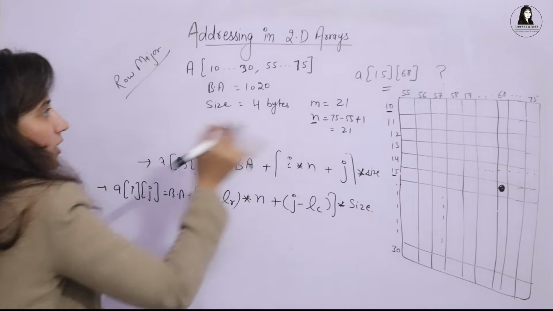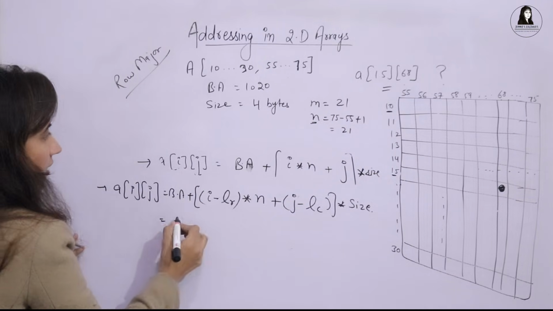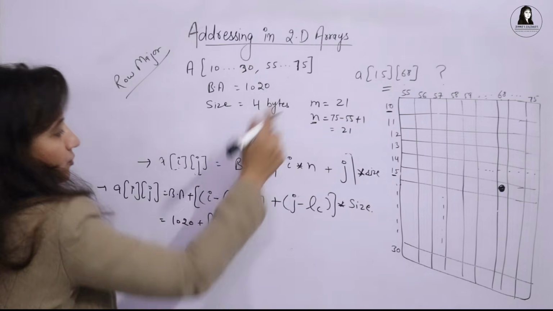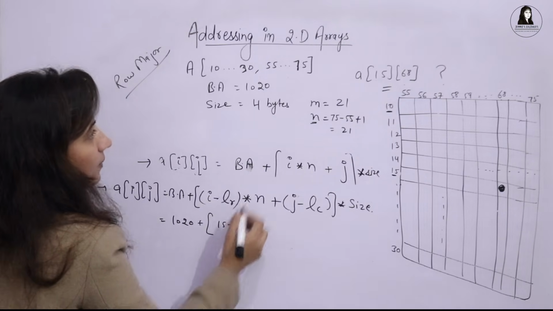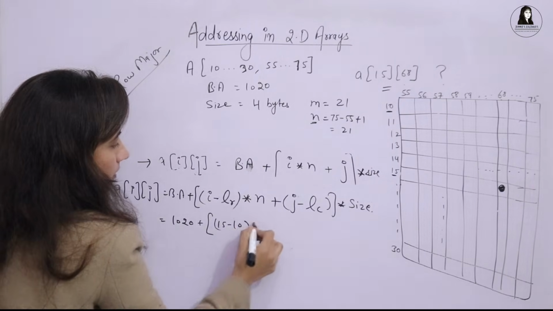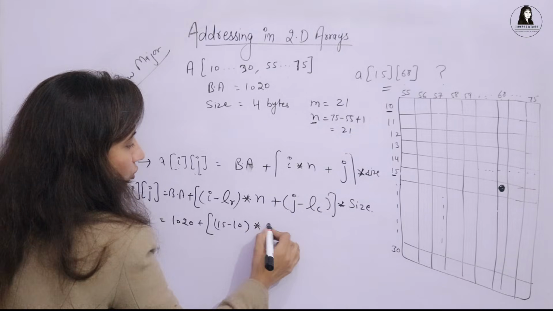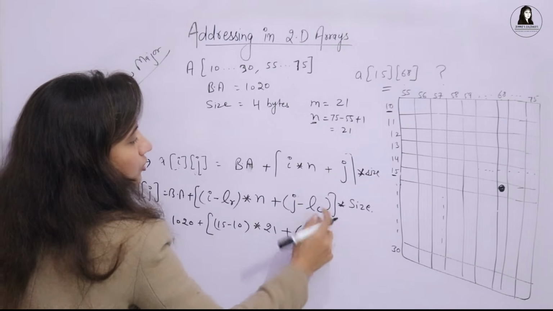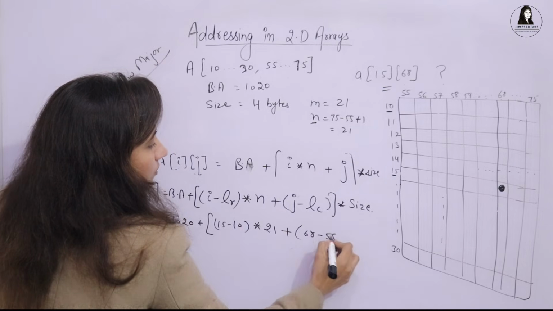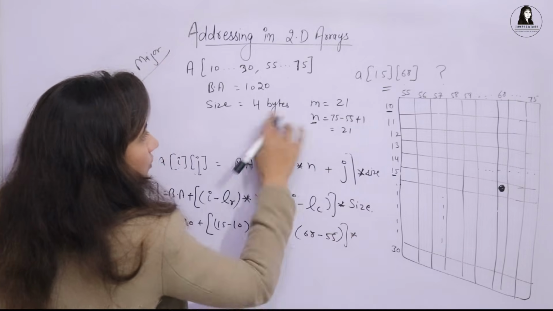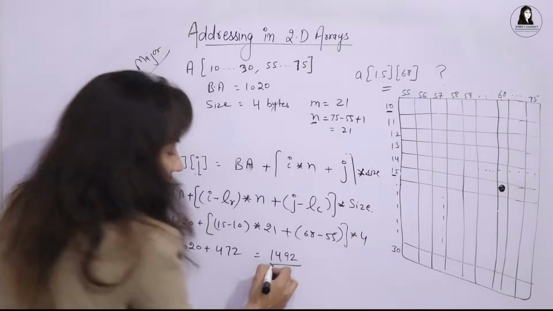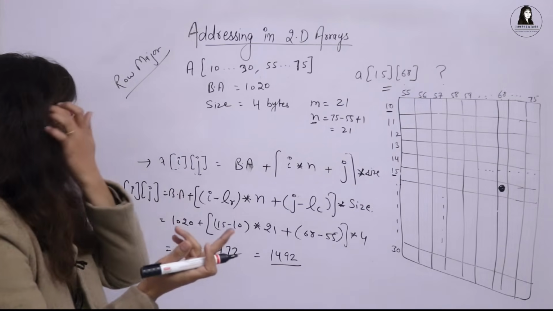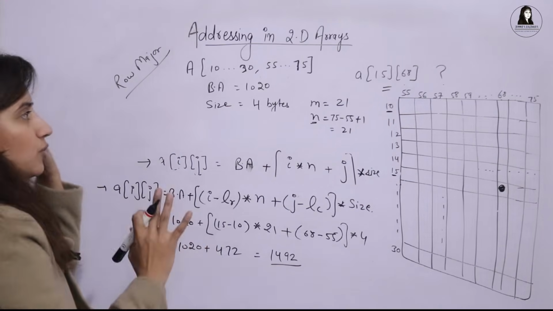So if you find out A15 and A68, then base address 1020 plus, now I is 15. 15 minus lower limit, into n, we have already calculated it's 21, plus j value is 68 minus lower limit for column 55, into size given 4 bytes. I think it will give you 1492. You just calculate this. Maybe there would be a calculation error. I hope you got the formula.